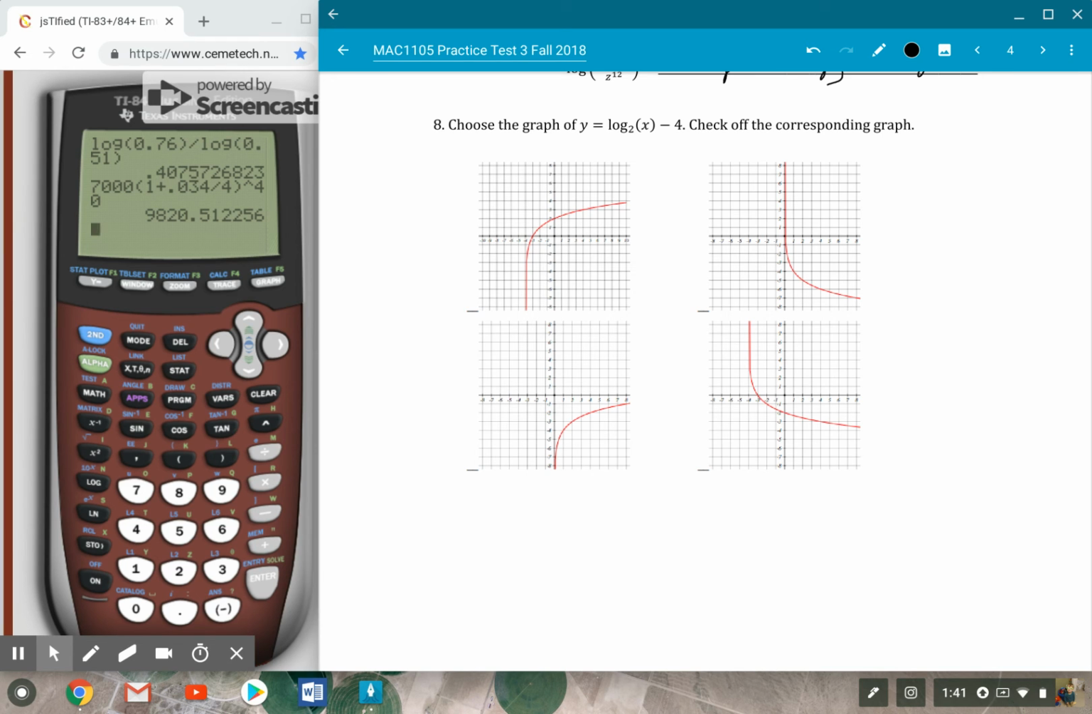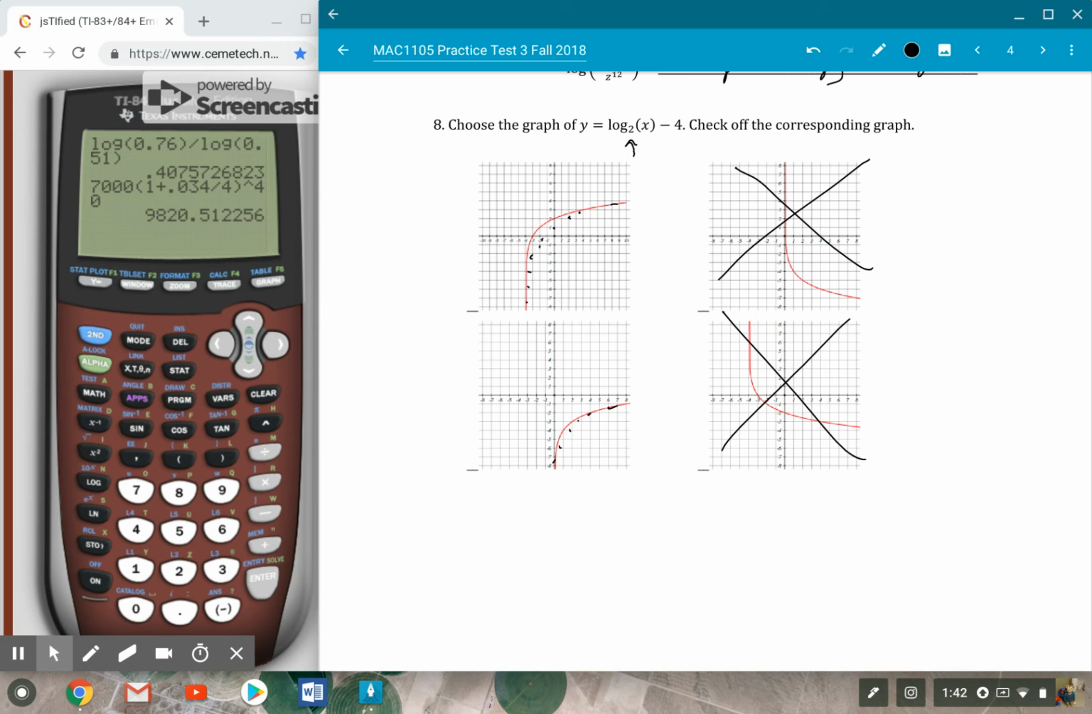Moving to number 8, a multiple choice question here. Choose the graph of log base 2 of (x) minus 4, with the minus 4 outside of those parentheses. Check the corresponding graph, so I can narrow down my choices. First off, it's a log base 2. Since that base is above 1, I should see an increasing graph. So it's not this one or this one. These two are decreasing. But the first one is increasing. It's headed up from left to right. So is the second one.